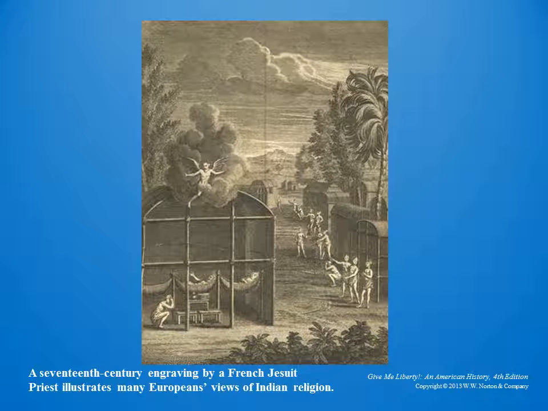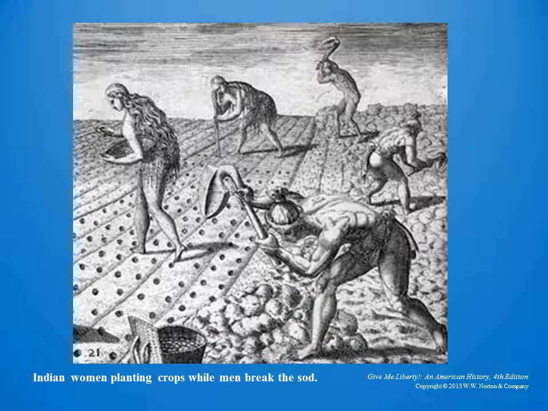You can see in this engraving, by a French Jesuit priest, a way to talk a little bit more about how Europeans viewed Indian religion. You see in the picture that there's a demon hovering over the Iroquois longhouse, really suggesting that the Indians worshipped the devil.